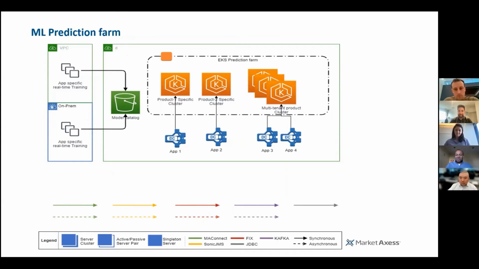Awesome. Thank you, Rakesh, for walking us through the architecture. Let's transition the conversation into the cloud. And Liz, these are for you. What was MarketAxess's journey to move to the cloud?